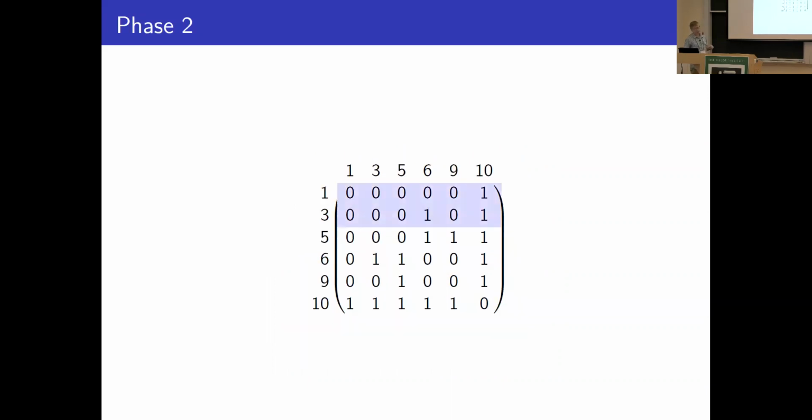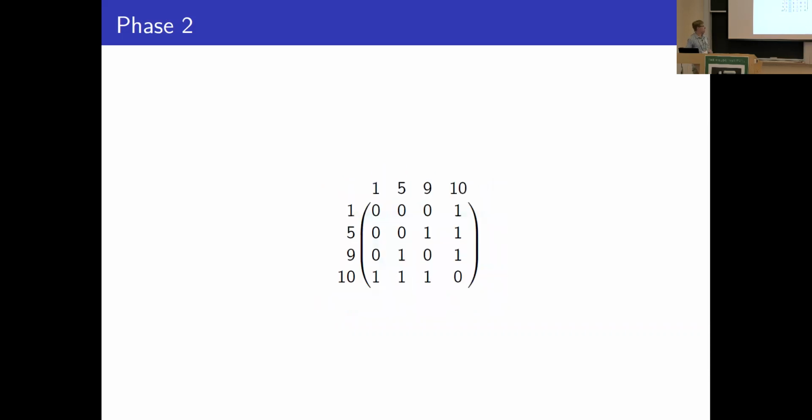I can now do that again. 1 and 3 are not consecutive originally, but they're adjacent now, so I play the same game with them. I want to get rid of the non-residue 6, and I do that by getting rid of 3 and 6, and I get down to this. That's the end of phase 2. I've got rid of all of the non-residues except -1, which I want to keep.